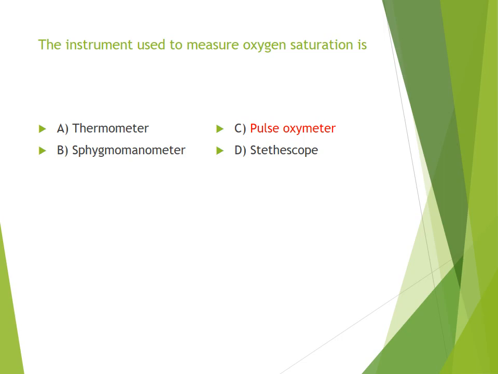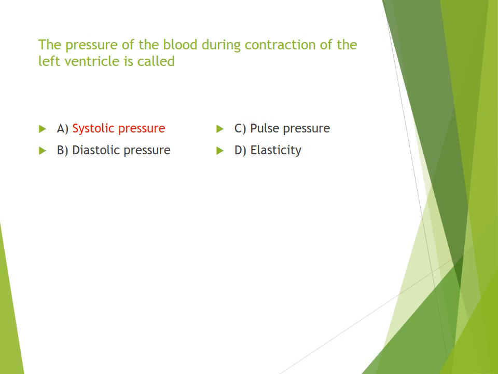The instrument used to measure oxygen saturation is called options A. Thermometer, B. Sphygmomanometer, C. Pulse oximeter and D. Stethoscope. Right answer is pulse oximeter. Next question. The pressure of the blood during contraction of the left ventricle is called options A. Systolic pressure, B. Diastolic pressure, C. Pulse pressure, and D. Elasticity. Right answer is systolic pressure.